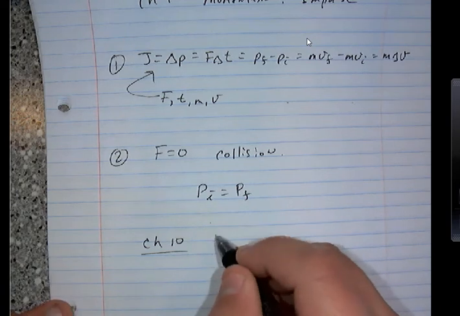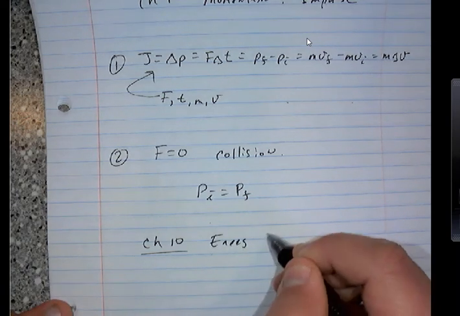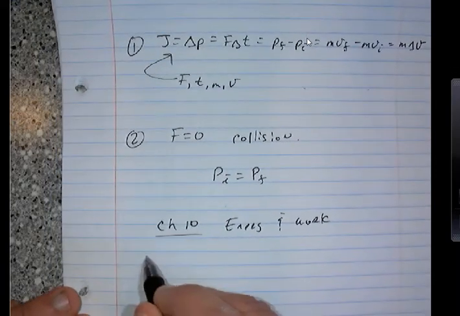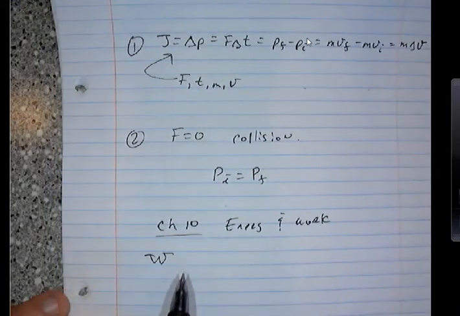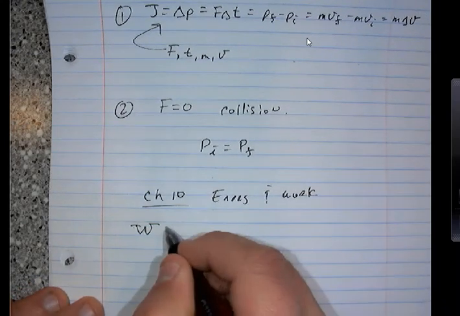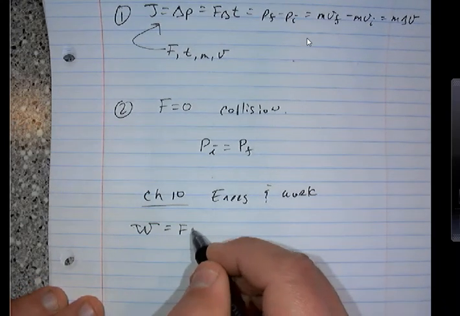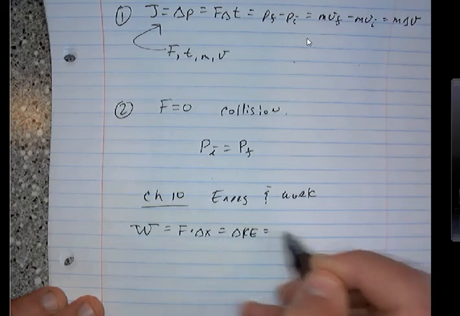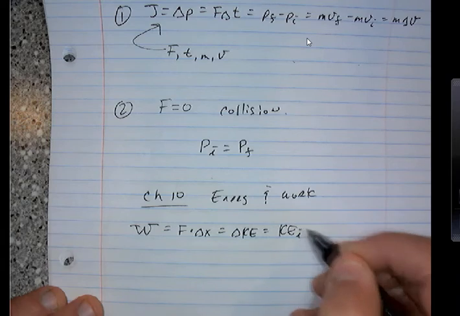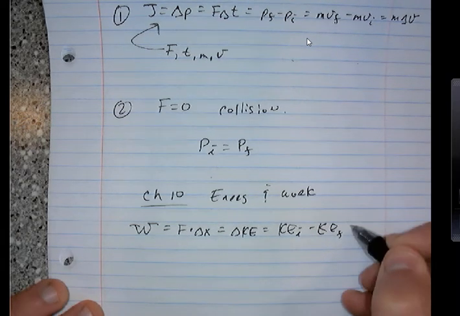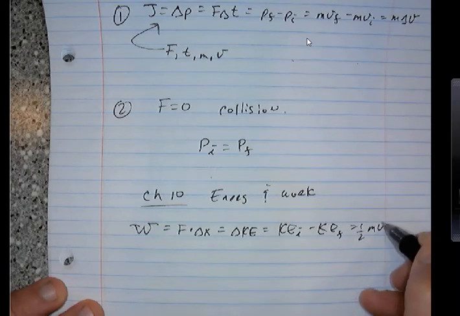And this chapter is actually called Energy and Work. So we saw the work-energy theorem. So work, I use the big W for work to distinguish it from weight. So this is F times delta x. And what does it give you? The change in kinetic energy. So kinetic energy initial minus kinetic energy final. And kinetic energy, if you remember, is 1/2 mv squared.